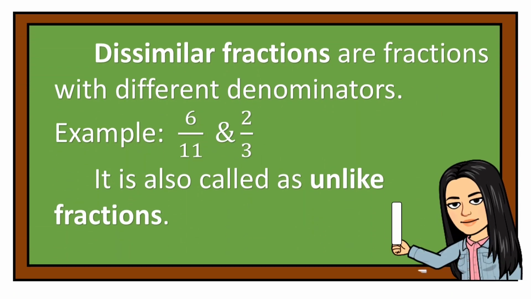Dissimilar fractions are fractions with different denominators. Example, 6 over 11 and 2 over 3. It is also called unlike fractions. In the given example, the denominators are 11 and 3, so they are different from each other.